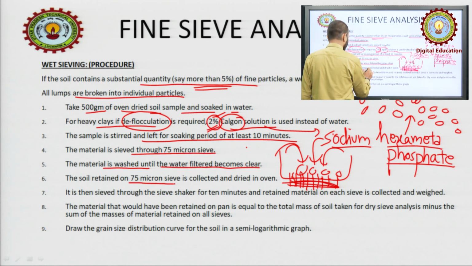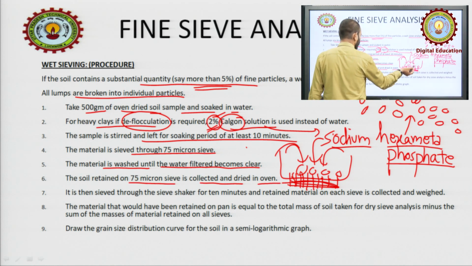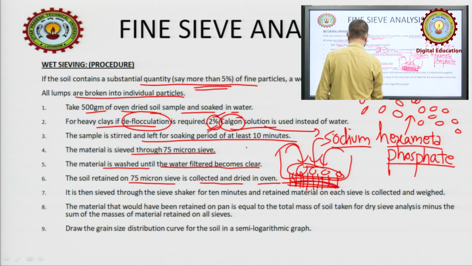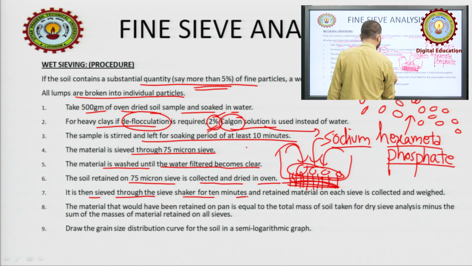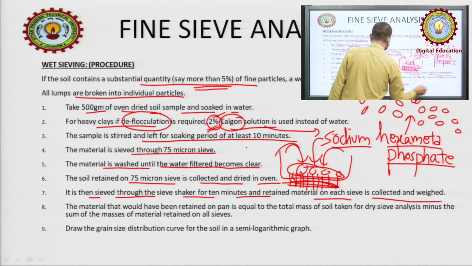The soil retained on the 75 micron sieve is collected and dried in an oven. Now, this much which is retained will be dried in the oven. Then it is sieved through the sieve shaker for 10 minutes, and the soil retained on each sieve is collected and weighed.